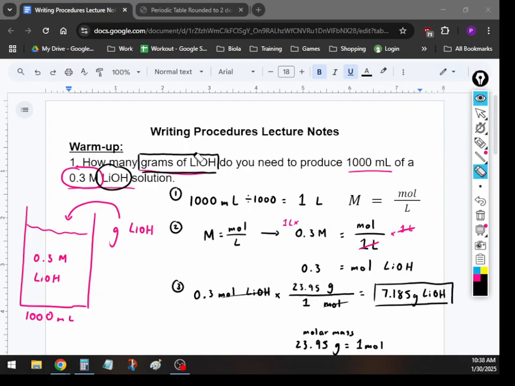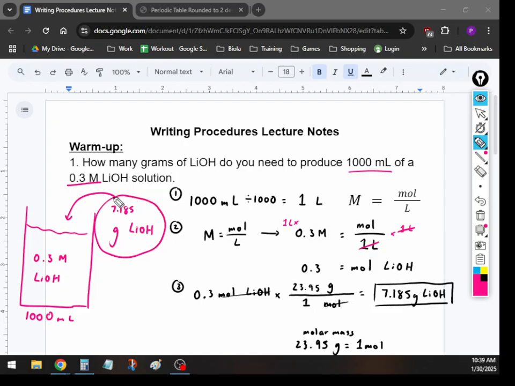So if you guys remember, the problem was pretty much saying, hey, I want you to make a 0.3 molarity solution. So you're trying to make a solution that's 0.3 molarity. That's the concentration or the strength. You want the size to be 1,000 milliliters. And what we're trying to figure out is how much LiOH to put into this solution to make it. And based on our calculations, you need 7.185 grams of LiOH in order to make this solution.